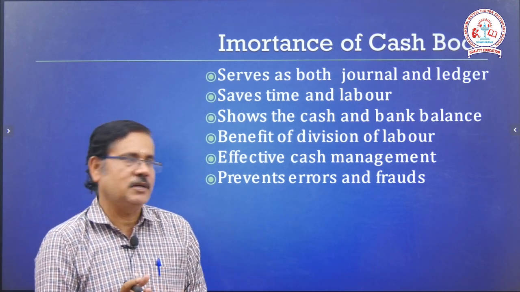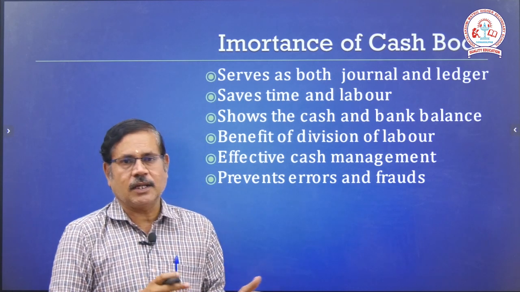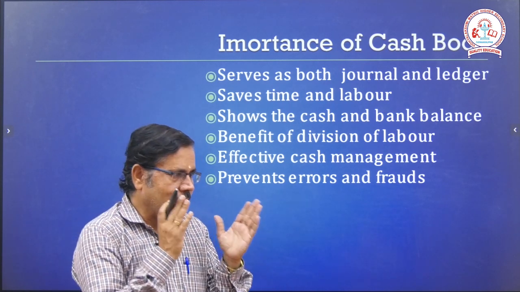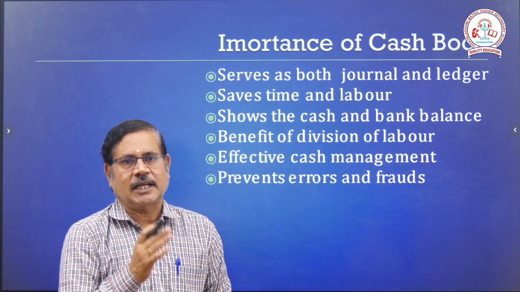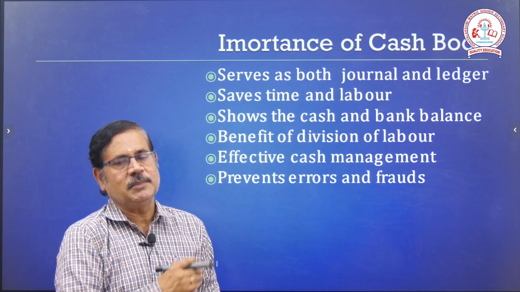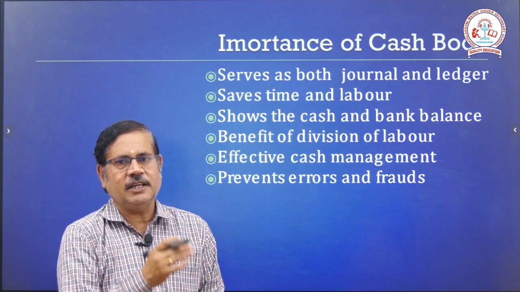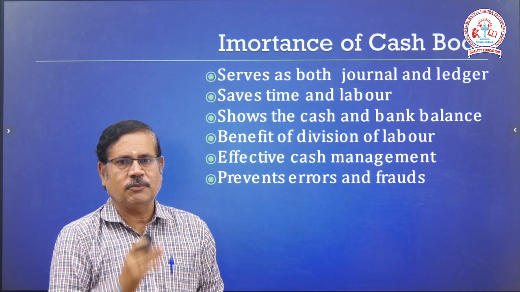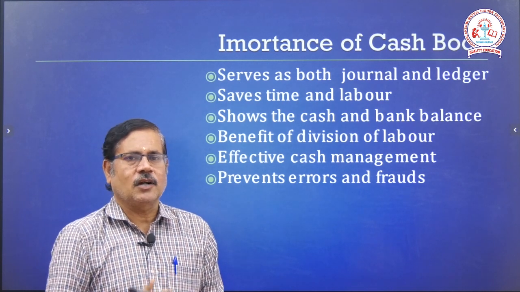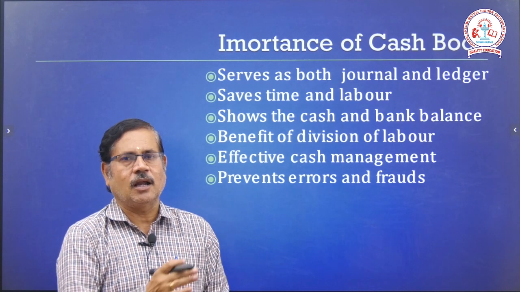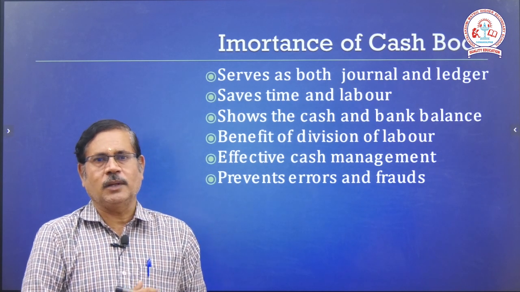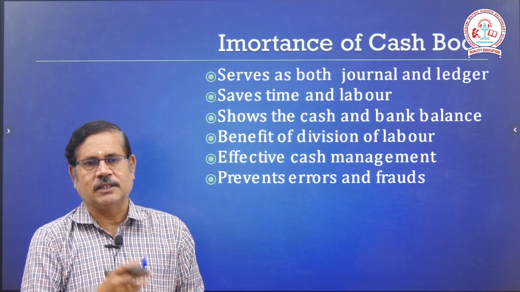So, what is meant by prevention of error and fraud? Prevention of errors and frauds means that only one person maintains the books of the cash book, so we know where he made the mistake and we can identify it immediately. From that point of view we can identify the errors and the frauds, and rectify them immediately, so in future it will not happen. This is one more benefit and importance of the cash book.